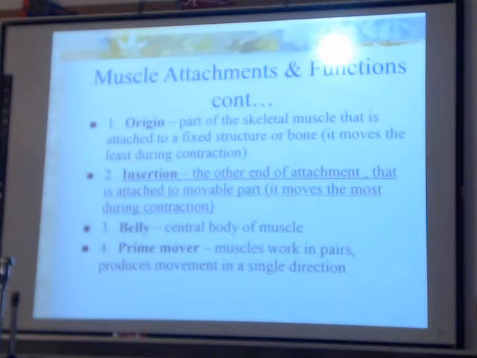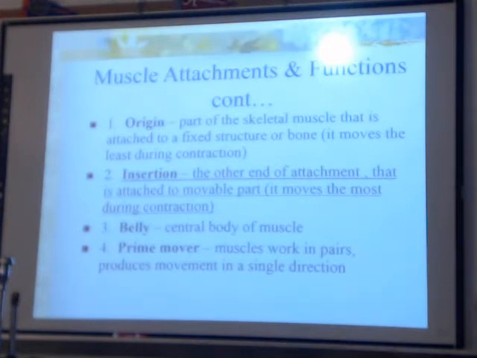Muscle attachments and functions. So let's talk about those. Origin is the part of the muscle that attaches to a fixed structure. So the origin is the part that attaches to the bone, and it moves the least when you contract a muscle.